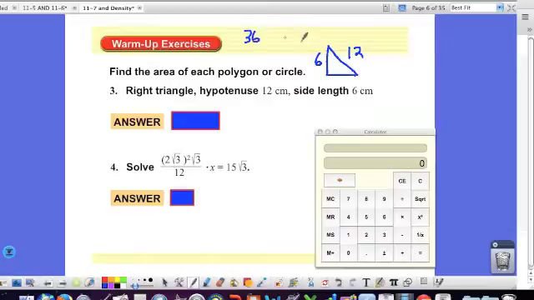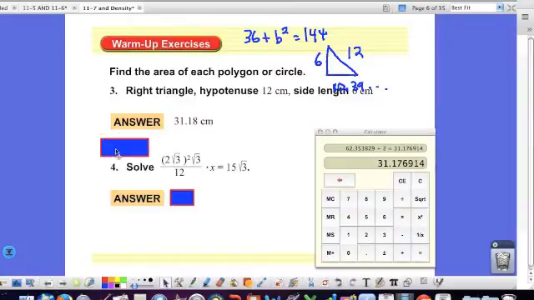So 36, because 6 squared is 36, plus b squared is going to equal 144. 144 minus 36 is 108, square root, so approximately 10.392305. I'm going to multiply that times the other dimension, which I'm going to call the height, and get 62.353829, divided by 2 is going to give me an area of roughly 31.18 if I round to the nearest hundredth.